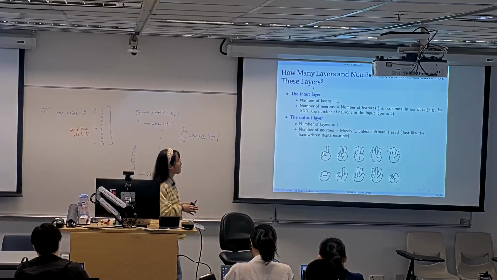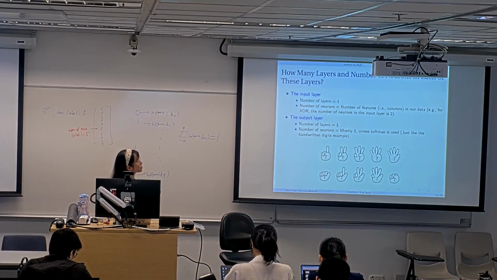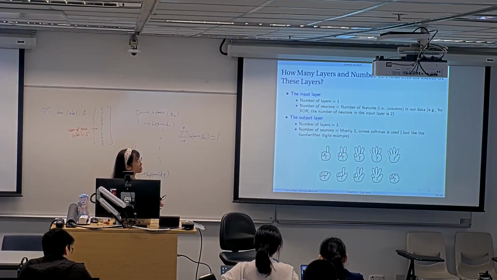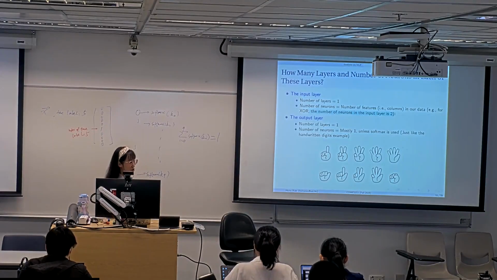The input layer is quite simple. Number of layers is just 1. We only have 1 input layer. And the number of neurons is just the number of features, that is the columns in our data. Like for the exclusive OR, the number of neurons in the input layer is 2 because the dimension of the data is just 2. Input layer is quite simple.